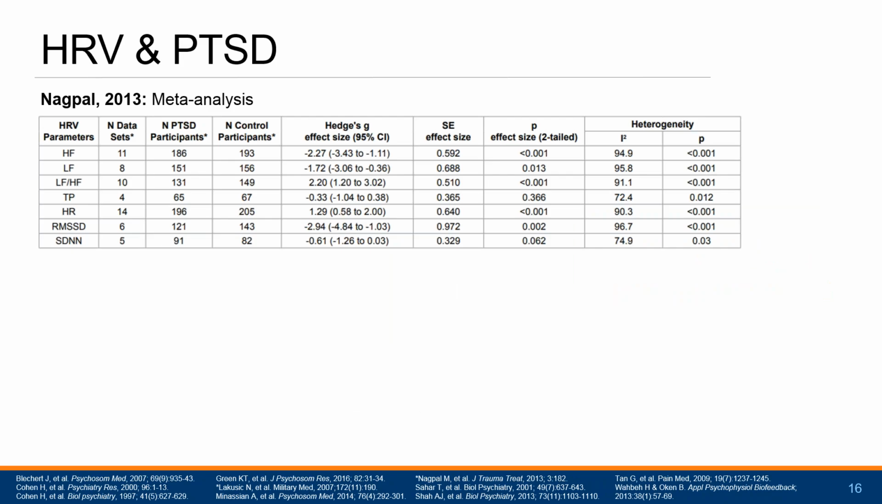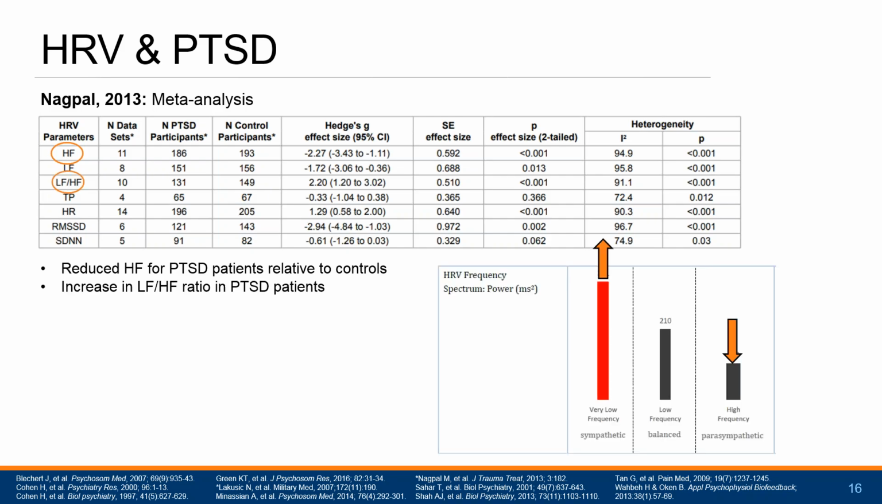Okay, now talking about heart rate variability and PTSD. If you attended the PTSD talk way back last year, you might recognize this graph, which is from a meta-analysis. Really great study if you work with PTSD patients. Strongly recommend it. Essentially, what this table is summarizing is that there's a reduced power in the high frequency band, so reduced parasympathetic activity for PTSD patients relative to controls. That makes sense. PTSD patients just aren't capable of hanging out in that rest and digest mode.